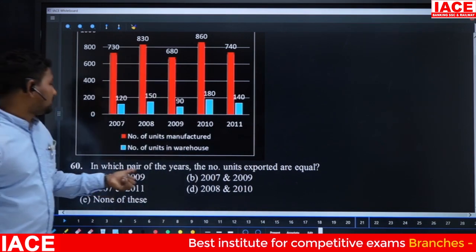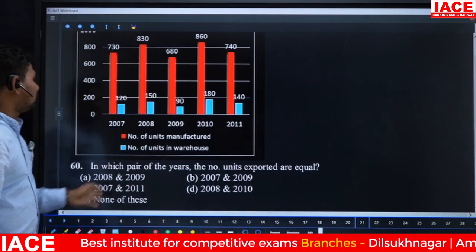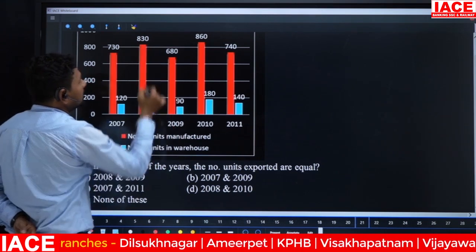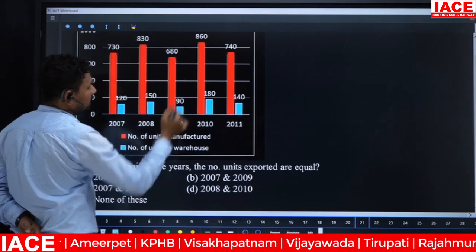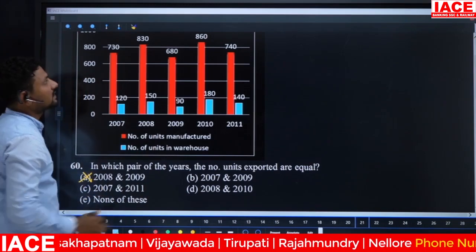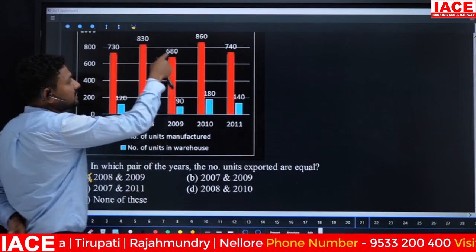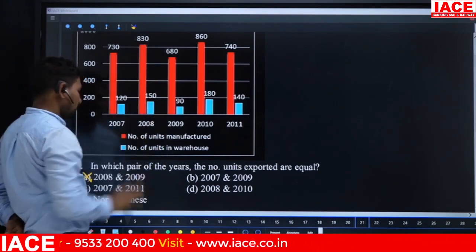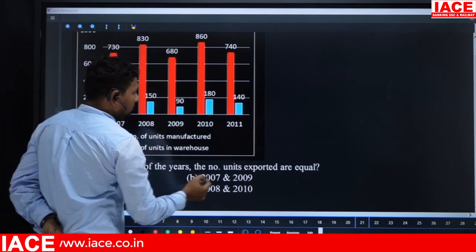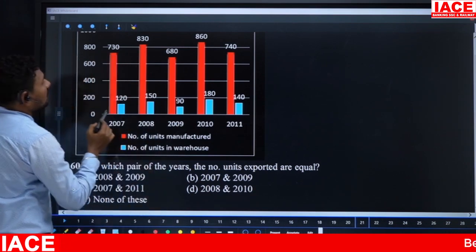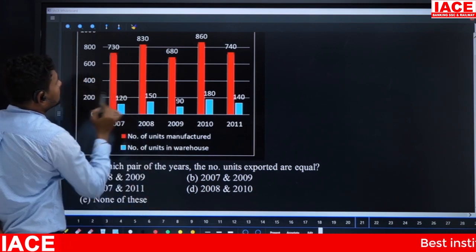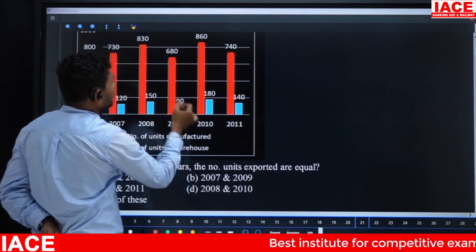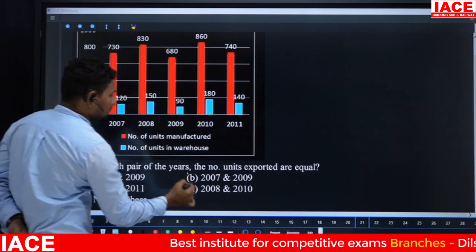Look at this: in which pair of years is the number of units exported equal? 2008 and 2009. 830 minus 150 and 680 minus 90, which is not equal. Basically, look at the numbers, you can easily understand. 680 minus 90, 590. 830 minus 150, which is not equal to 590. And go for B, 2007 and 2009. 2007 value, look at 730 minus 120, 610, and 2009, here is 680 minus 90, it is 590, which is also not equal.